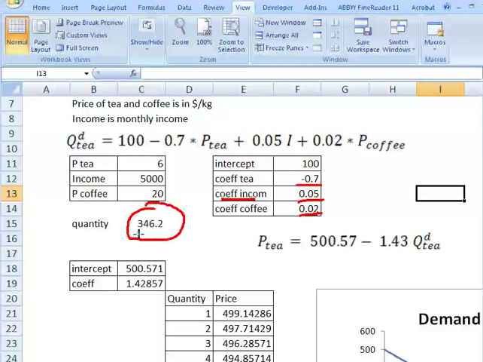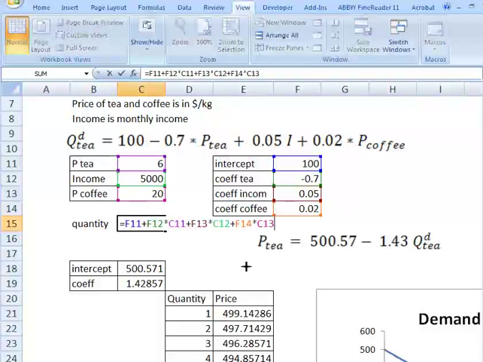This comes out as 346.2. How have we done it? The quantity demanded is F11, which is 100. Then you have F12, the coefficient of tea, 0.7, minus 0.7 into the price of tea. What is the price of tea? 6. So we have multiplied your F12, which is this.